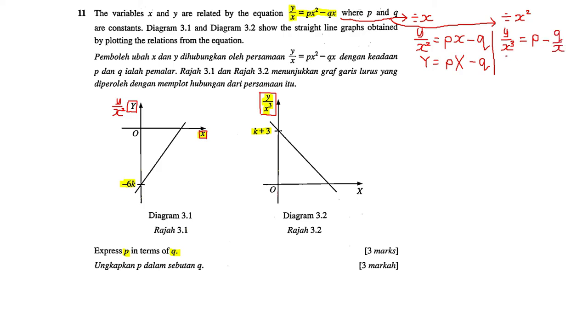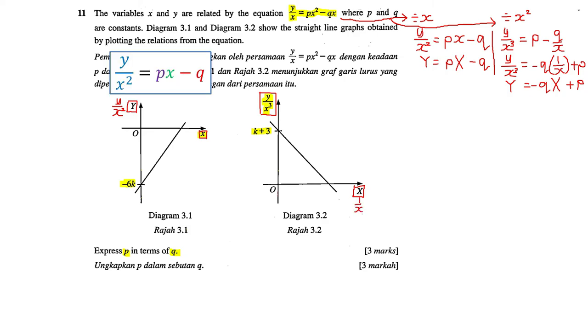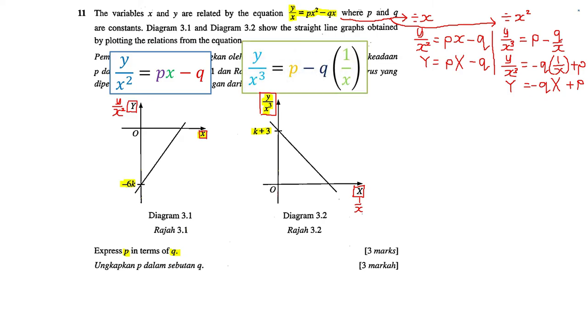So now we arrange it properly. y over x cubed equals to negative q bracket 1 over x plus p. With that, I get my second linear form, which is big Y equals to negative q big X plus p. Our big X is 1 over x. Okay, now, what should we do next? This is the first linear form. This is the second linear form.